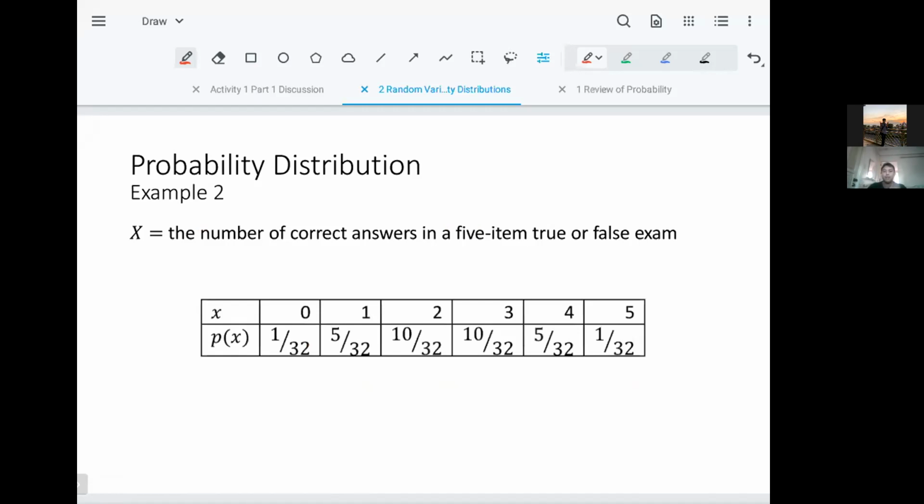Questions? Wala pa naman. So let's take another example. Let X be the number of correct answers in a 5-item true or false exam. By the way, we're only gonna discuss discrete distributions for now. Kasi imagine, you can't list out yung mga outcomes ng continuous. So, discrete muna tayo lahat.